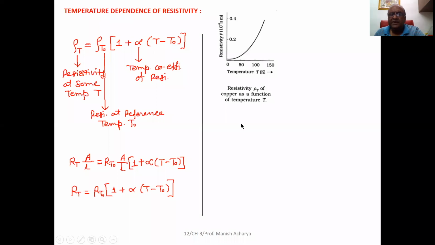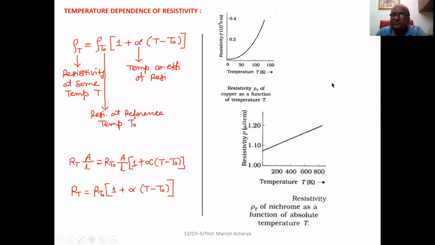Here you can observe that above 50 Kelvin, the resistivity increases non-linearly. It means at higher temperatures, resistivity increases rapidly. Clear to all of you? Then if we think about alloys, we can say that the resistivity of alloys is almost independent of temperature.